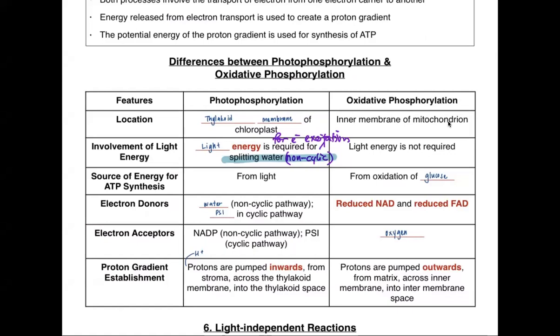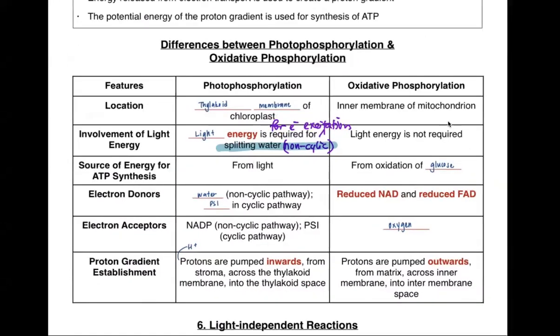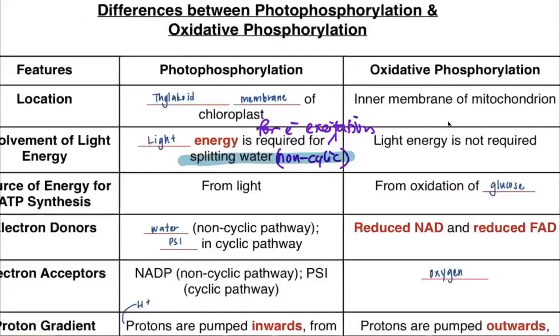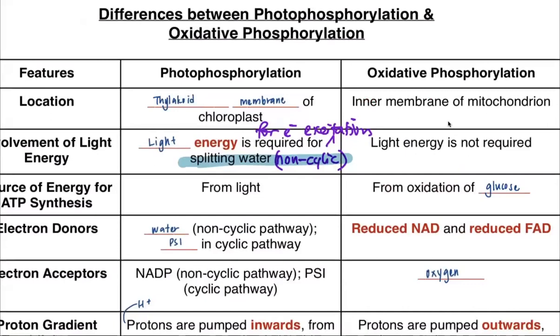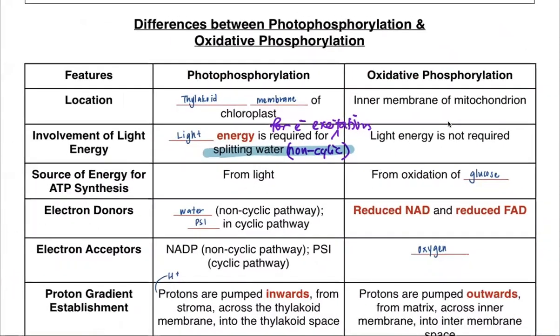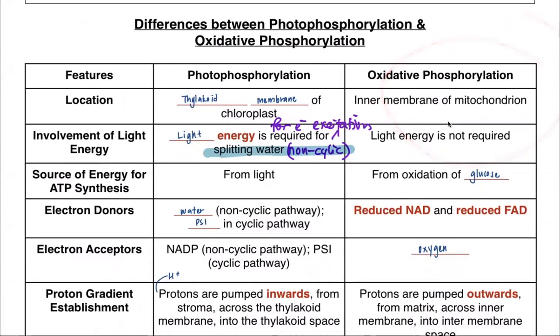Now let's look at some of the comparison between photophosphorylation and oxidative phosphorylation. Of course, location is different. Photophosphorylation happens in the chloroplast, and oxidative phosphorylation in the mitochondria. If we talk about a very specific location, it is the thylakoid membrane in the case of photophosphorylation, and the inner membrane of mitochondria for oxidative phosphorylation. As for involvement of light energy, no light energy is required for oxidative phosphorylation, but it is required for photophosphorylation.